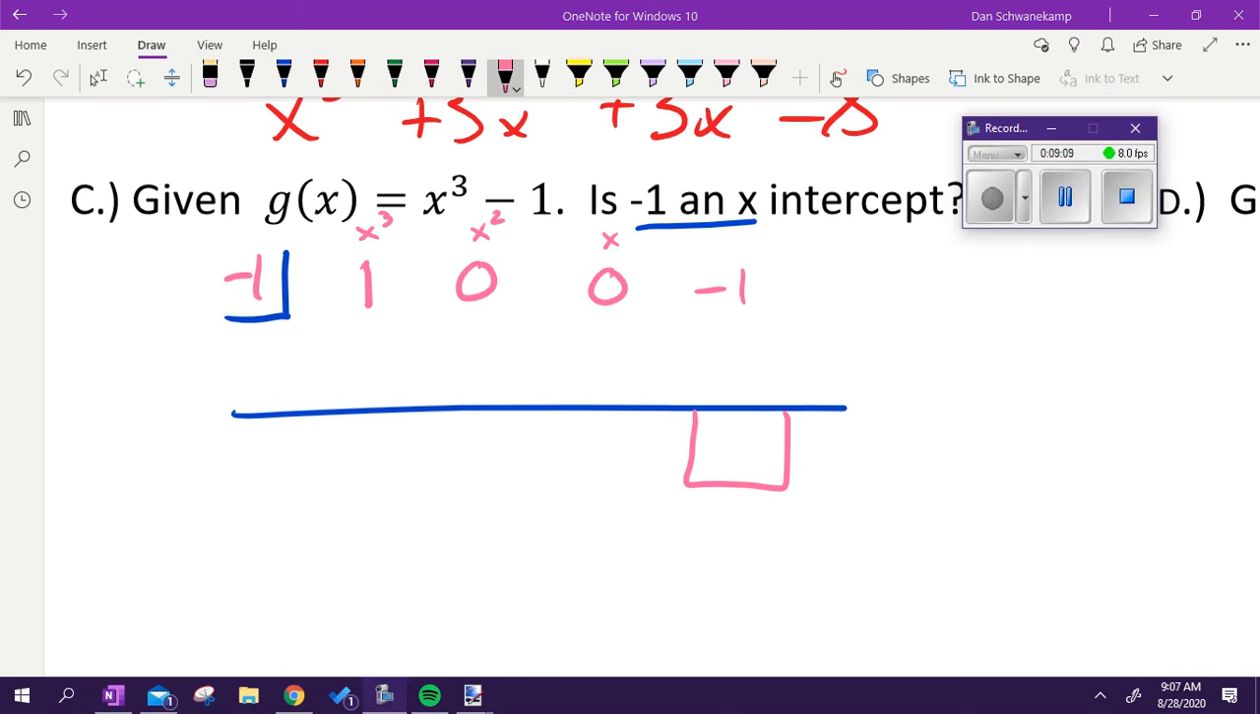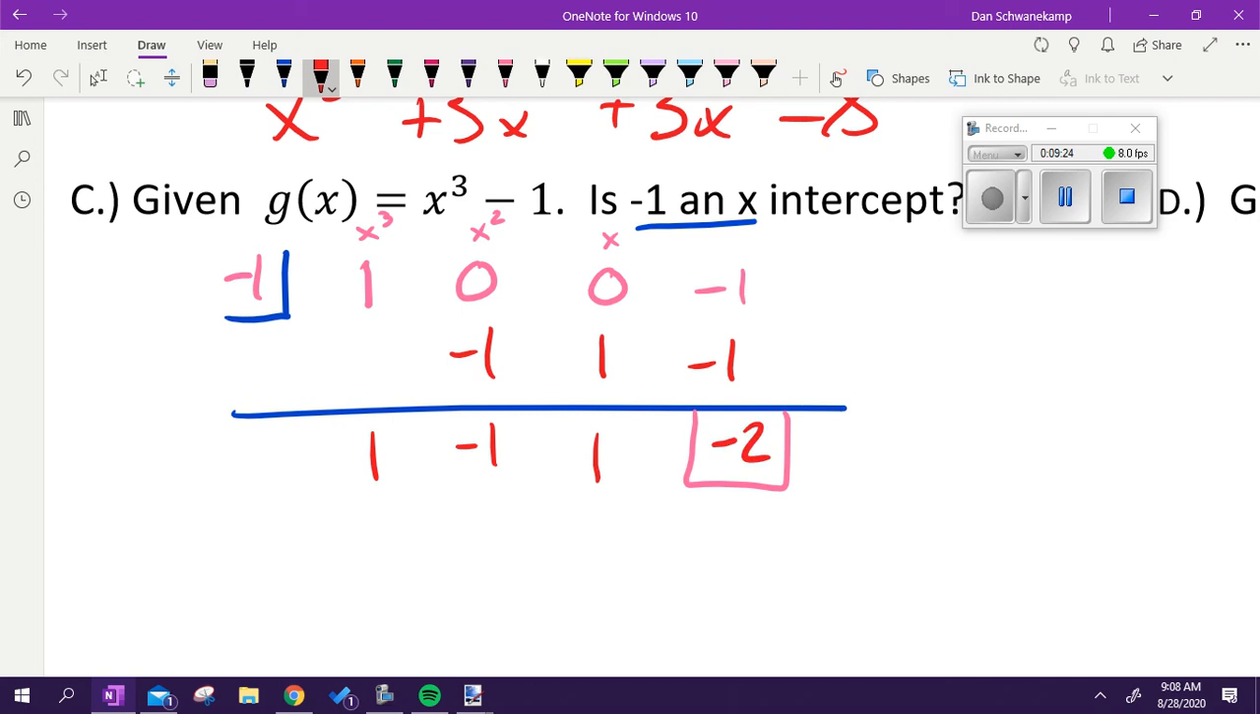Sure that that's true. A lot of -2s when people got this done. Let's see if that's true. Drop that 1. Multiply. Add. Multiply. You've got to be careful here because it's really easy to switch a sign when you're dealing with 1s and 0s. I get -2 in the end. Okay, it did not work. If I don't get 0, then what's left over doesn't matter. But at least it does tell me an ordered pair -1, -2.